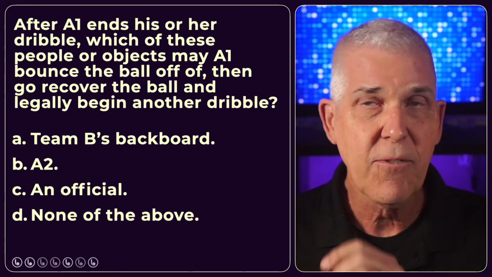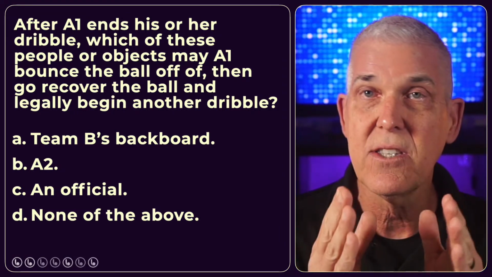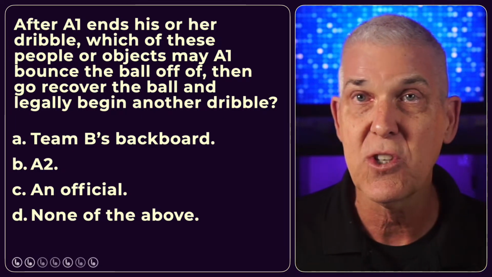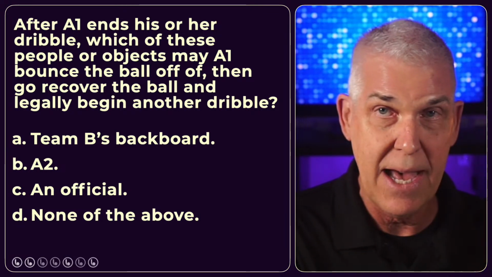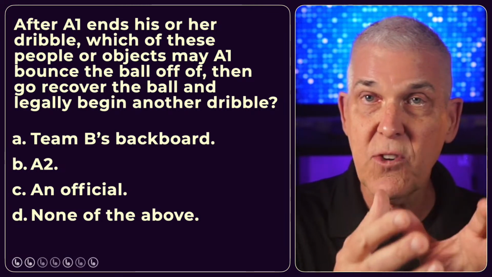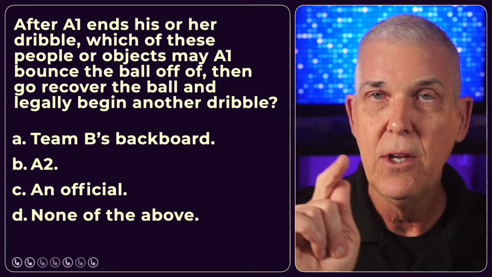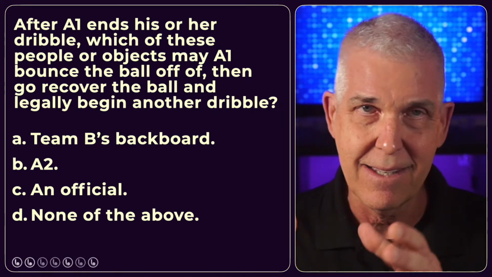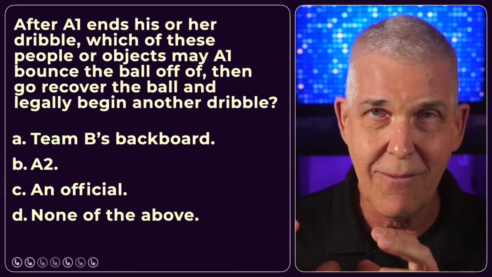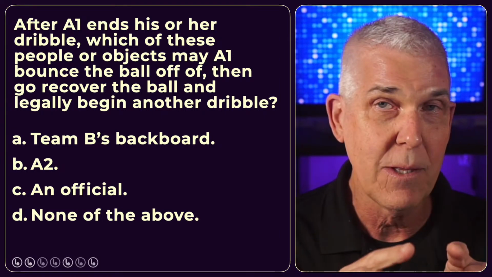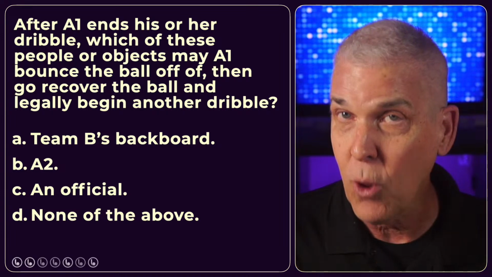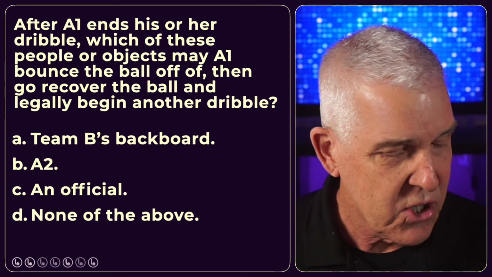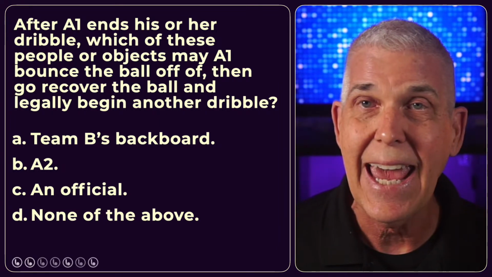An official, if the ball contacts an official, it's considered to have contacted the floor in the spot where the official is standing. If the official is out of bounds, the ball would be out of bounds. If the official is in bounds, it would be similar to the ball contacting the floor where the official is standing. Again, same situation. They've terminated their dribble. They're throwing the ball off of the floor, picking it up and dribbling again. Obvious violation. So the official is not the answer.